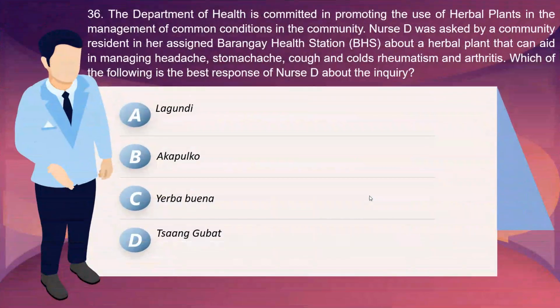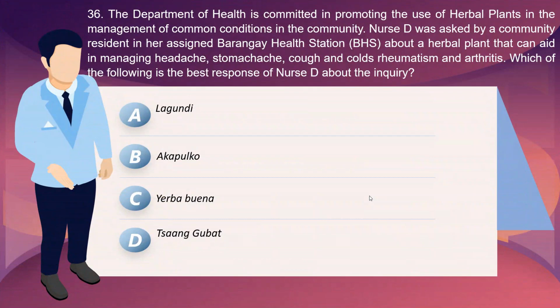Next number. 36. The Department of Health is committed to promoting the use of herbal plants in the management of common conditions in the community. Nurse D was asked by a community resident in her assigned barangay health station about an herbal plant that can aid in managing headache, stomachache, cough and colds, rheumatism, and arthritis. Which of the following is the best response of Nurse D about the inquiry? Lagundi, Acapulco, Yerba Buena, or Tsaang Gubat?